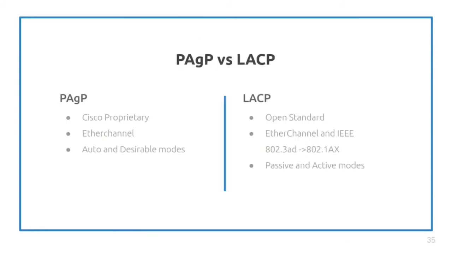Now, a quick recap of the two Etherchannel protocols. PAGP and LACP are both port link aggregation protocols that allow high-speed, fault-tolerant links between switches, routers, and servers. PAGP is Cisco proprietary, whereas LACP is an open standard and vendor neutral. PAGP has only Etherchannel, whereas LACP has Etherchannel and the IEEE 802.1AX standard. And lastly, PAGP has the auto and desirable modes, whereas LACP has passive and active modes.